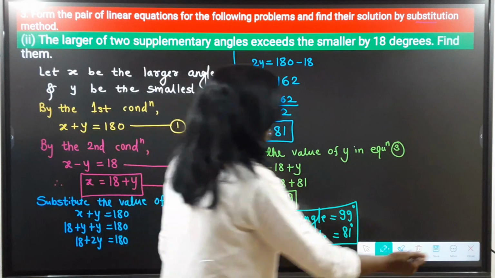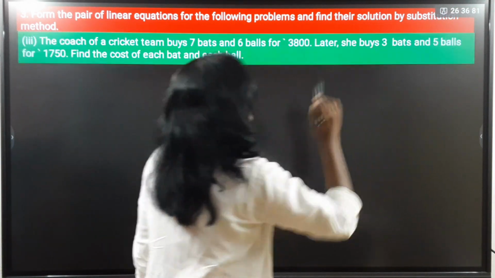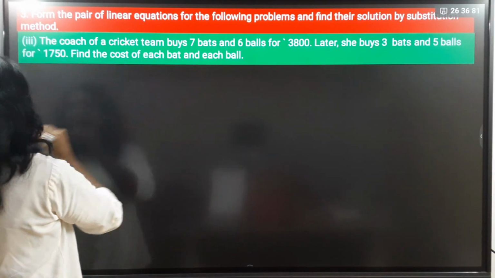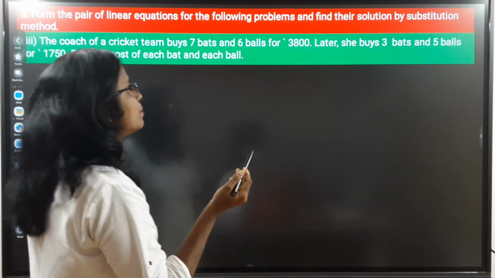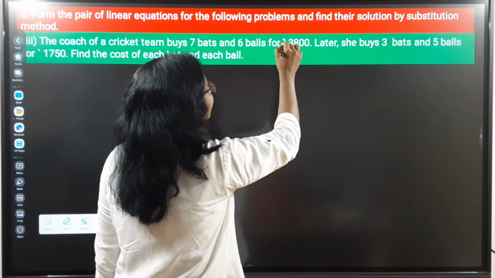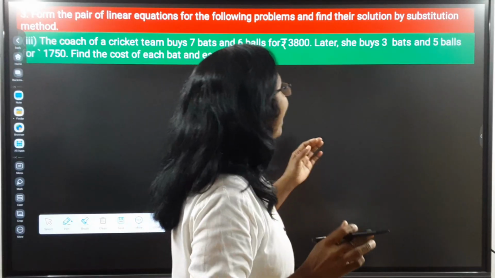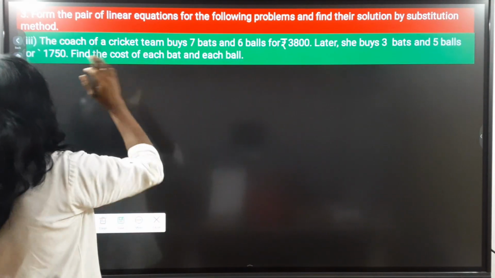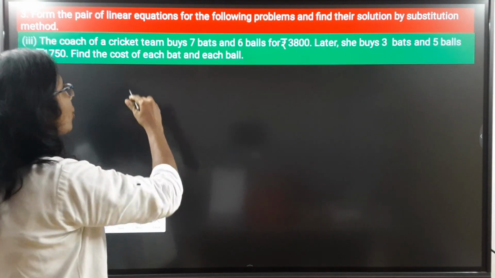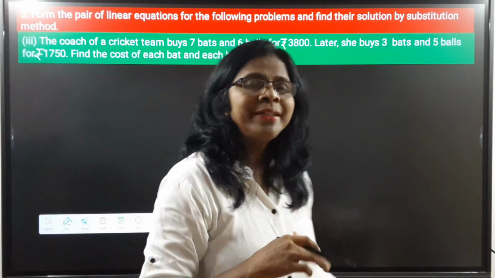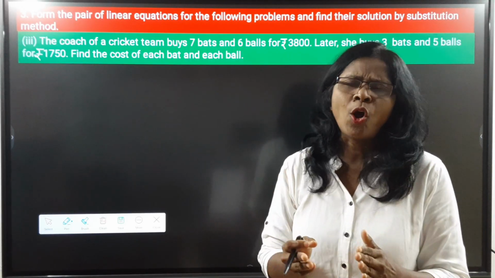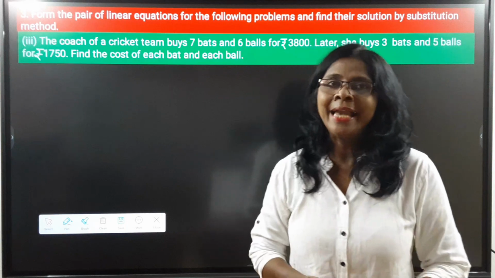So now let us see the next example, students. The coach of a cricket team buys 7 bats and 6 balls for rupees 3,800. Later, she buys 3 bats and 5 balls for rupees 1,750. Find the cost of each bat and each ball. That means we have to find the cost of one bat and one ball, students.